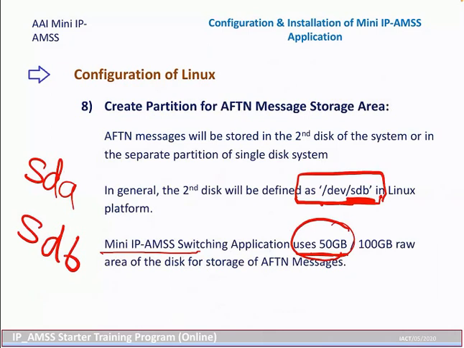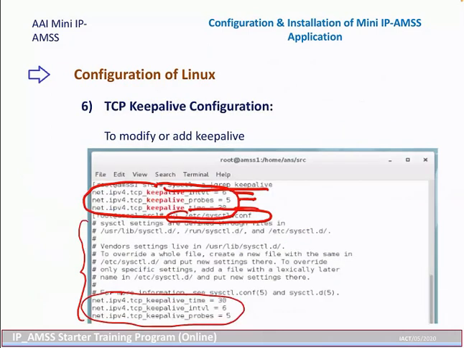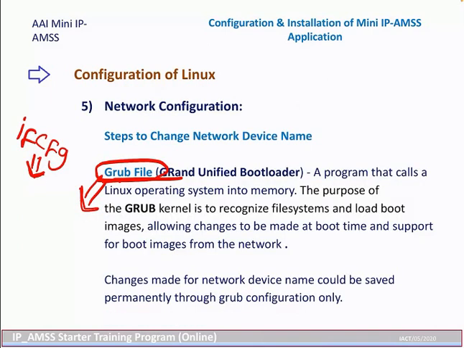The name of the Ethernet ports and the IP addresses: whenever you restart the computer, those changes will return to the default. To make them permanent, first of all go to this path, write this command, and then this particular file will open. Now here you can see in the second last line, this word quiet is written.